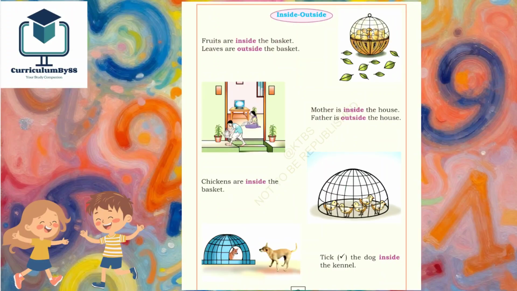We will move on to the next section, that is inside and outside. So there are so many fruits here. Fruits are inside the basket. This is inside. And leaves are outside the basket.